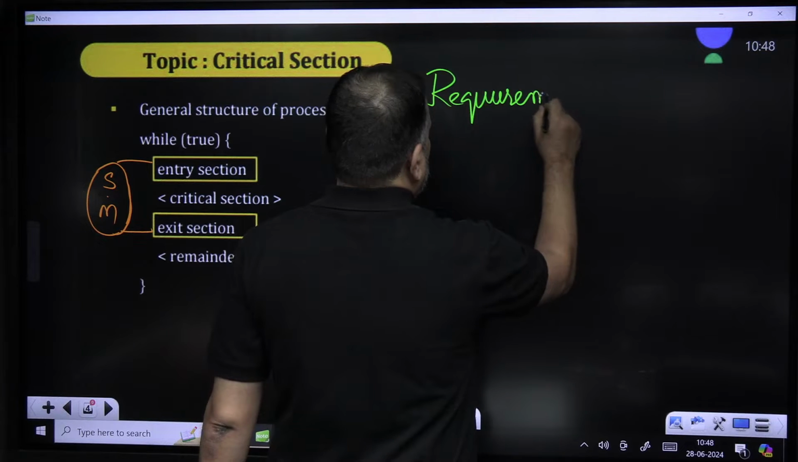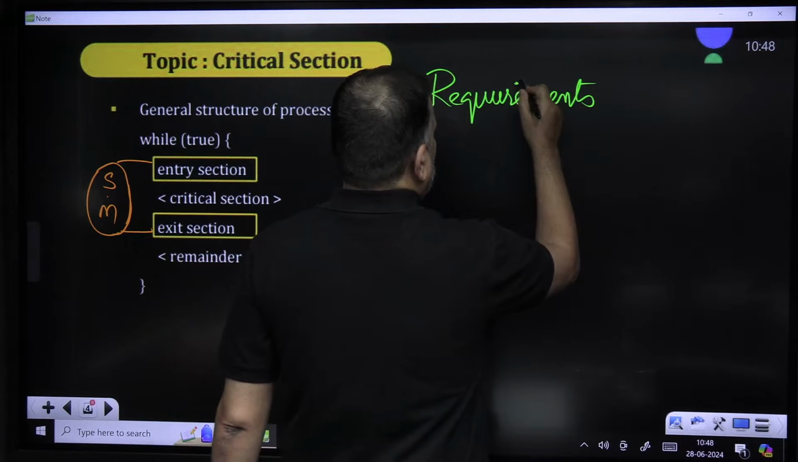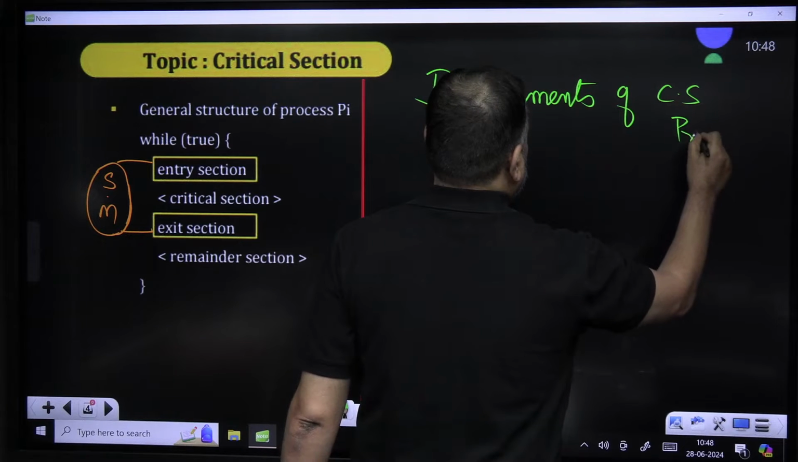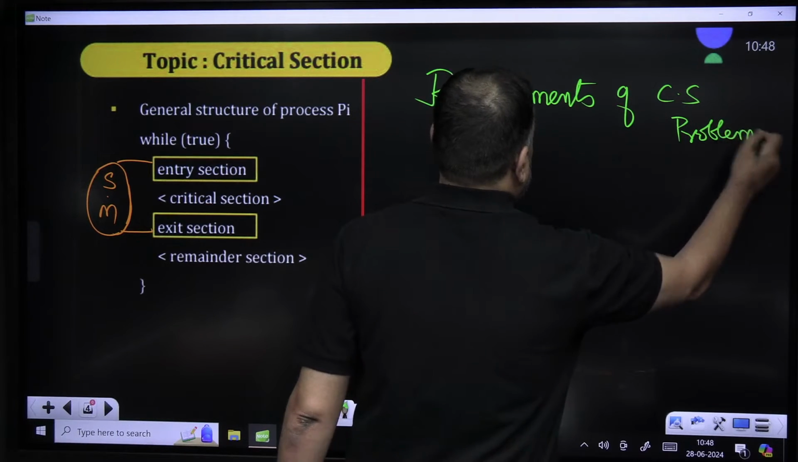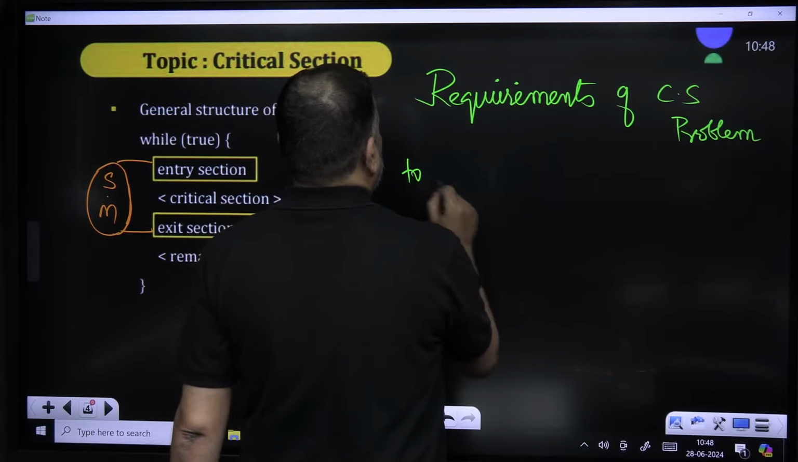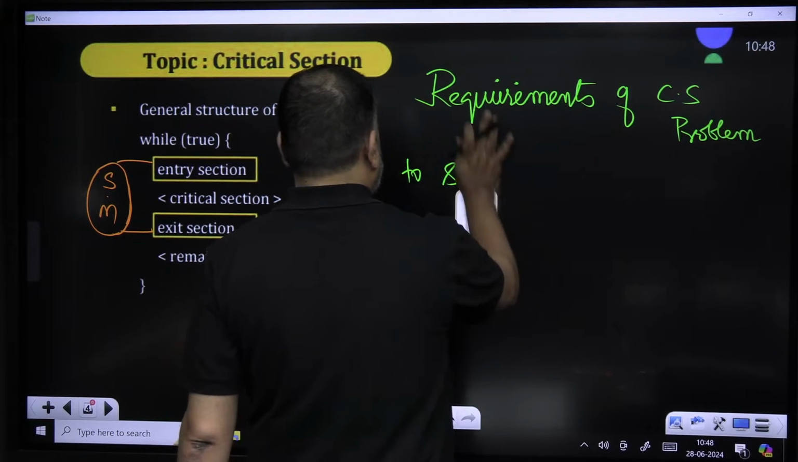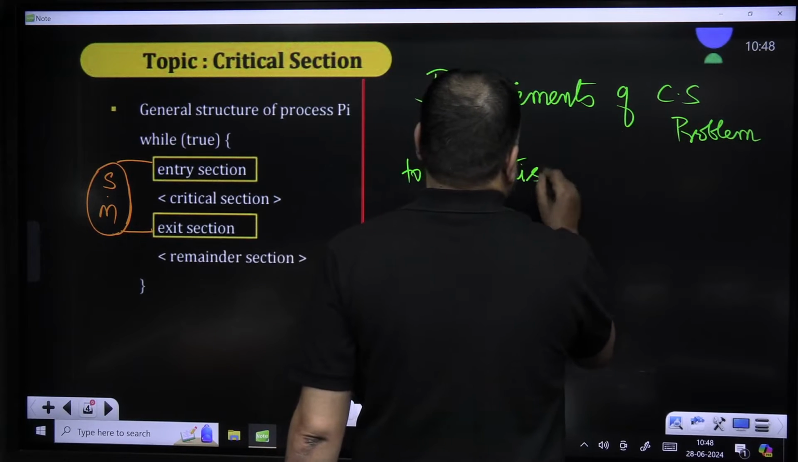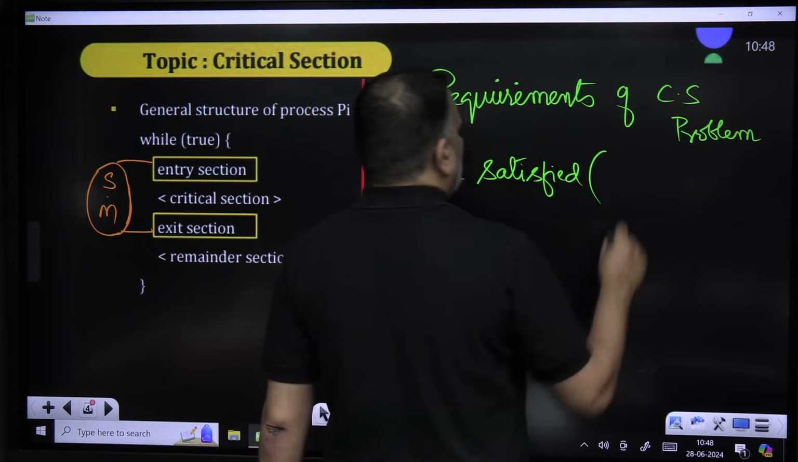Requirements of the critical section problem to be satisfied, or you can say to be validated.